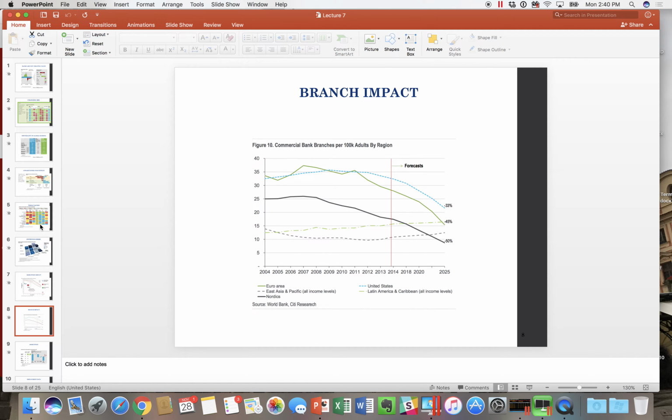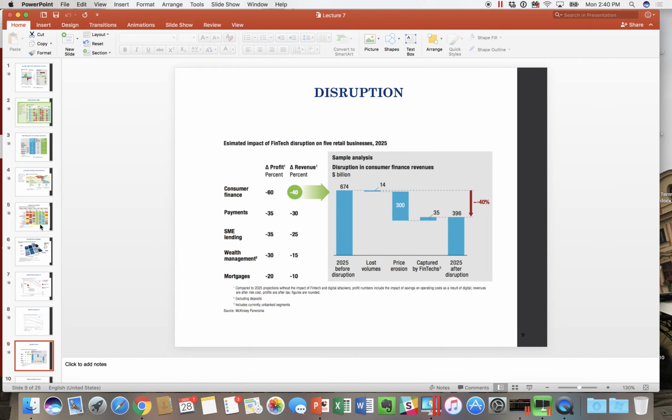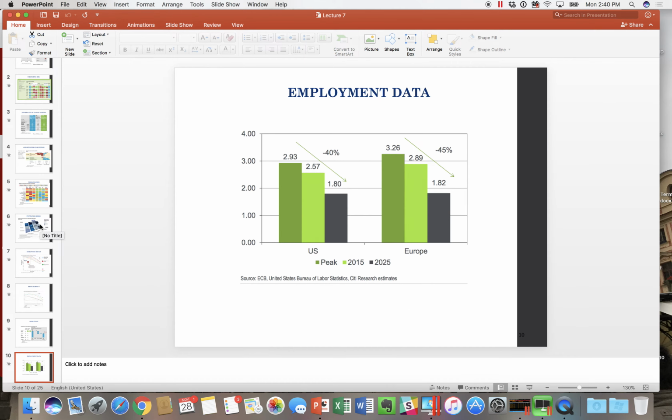So that's the problem, is that banks are going to lose 45% of their branches. And oh, by the way, they're expected to lose 40% of their employees by 2025. There's 2.93 million people that work in banking today in the US. That number is expected to drop to 1.8 million within the next 10 years. So all of you that are about to go work for banks, congratulations, right? You're in an industry where you're going to make money for a couple of years until they don't need you, and then they're going to get rid of you, right?